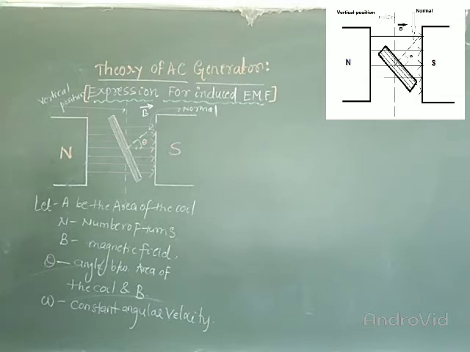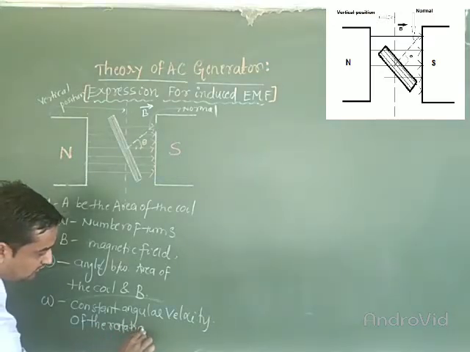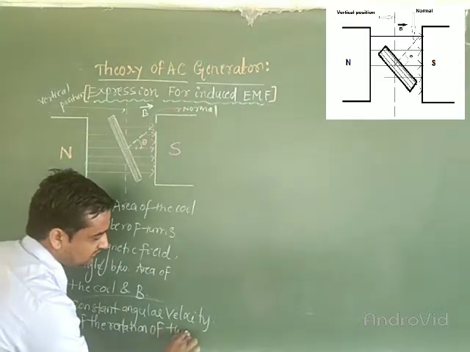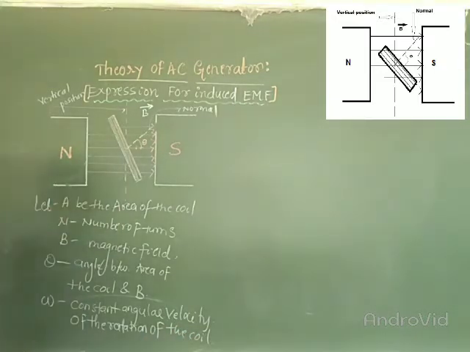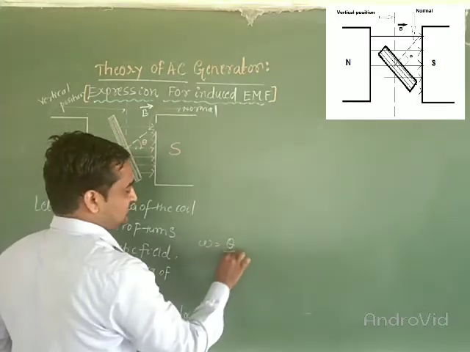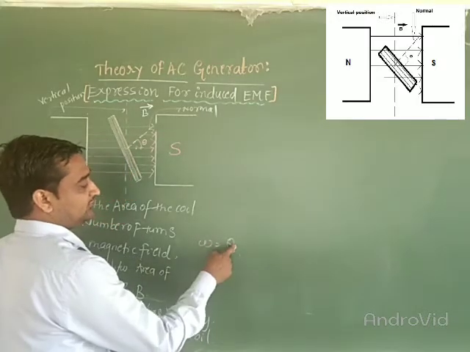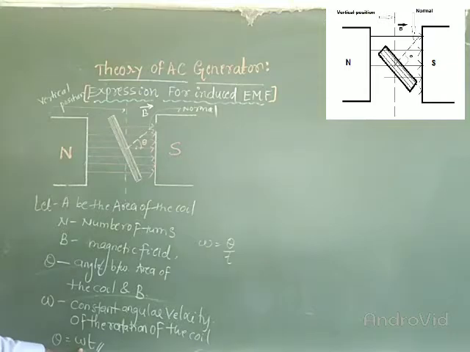Omega is the constant angular velocity of the rotation of the coil. That means the coil is rotated with a constant angular velocity omega. Therefore, we can write theta is equal to omega into t, because angular velocity is equal to angular displacement divided by t. Therefore, theta is equal to omega into t here.